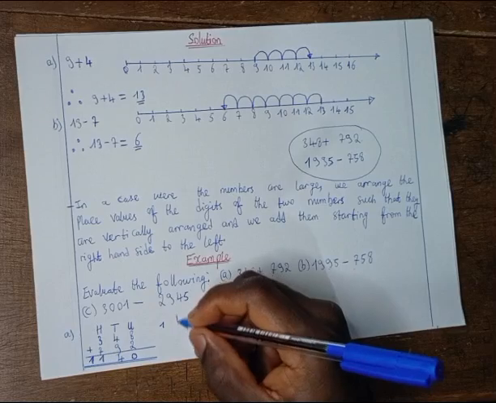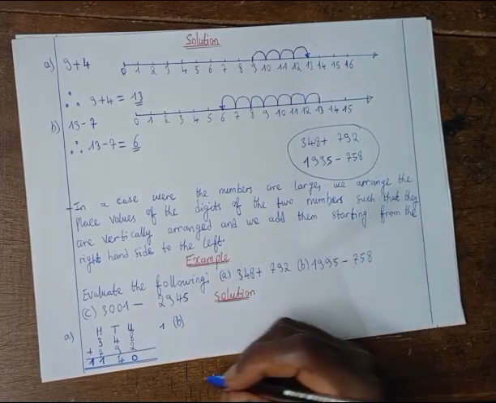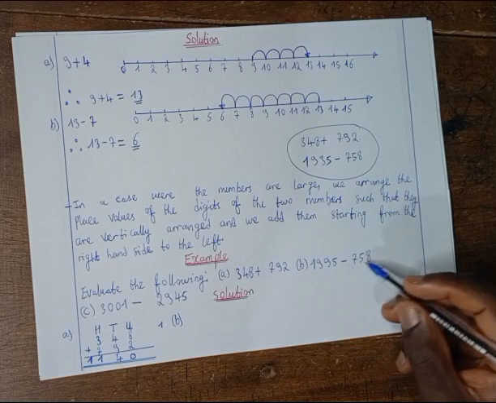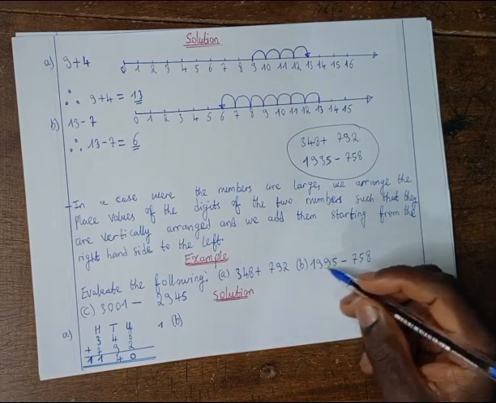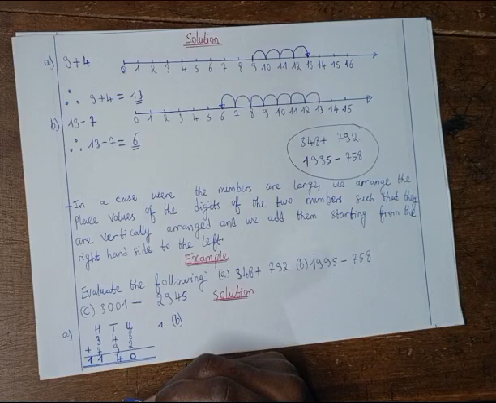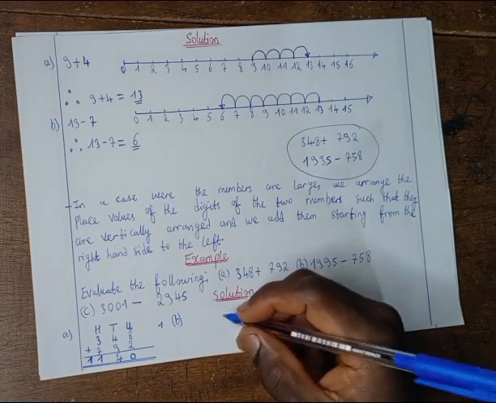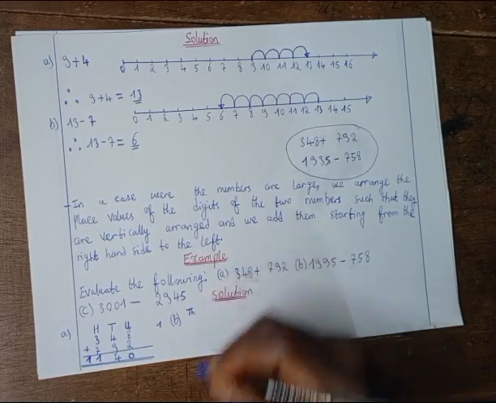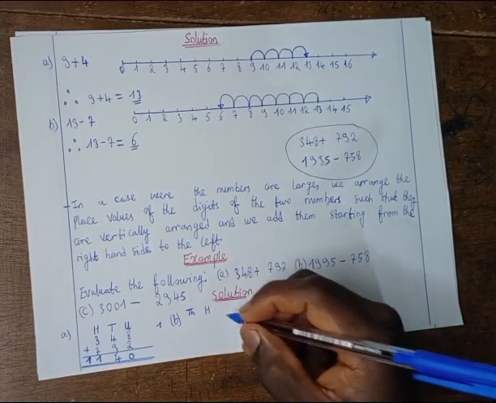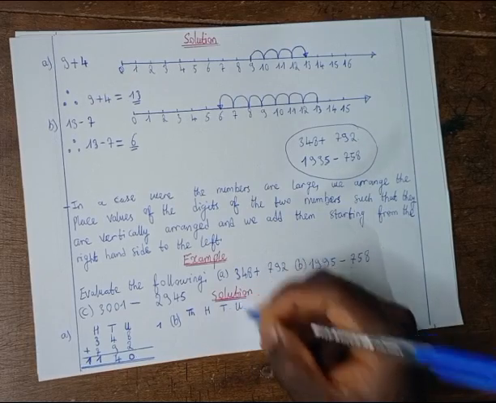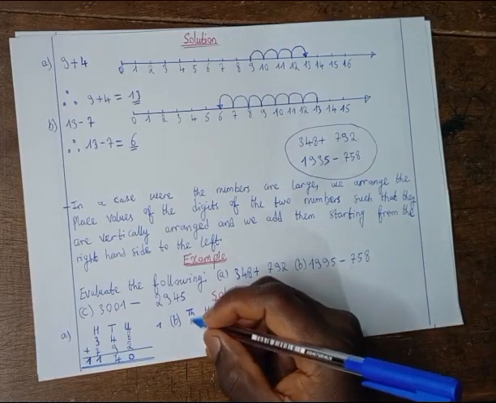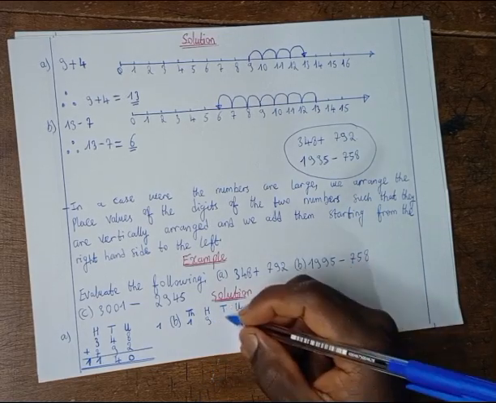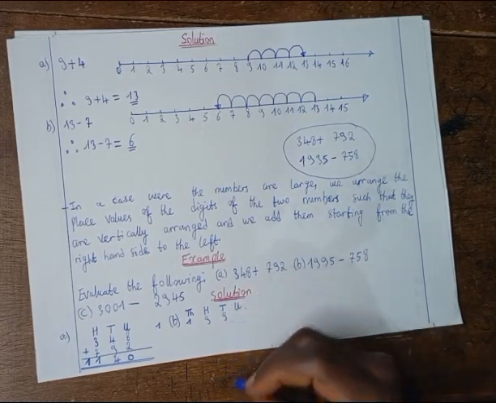Next, we go to question B. For question B, we have the number 1995 minus 758. For the first number, we know the highest place value is thousands. So we are going to write it down. We have thousands, next hundreds, then tens, and lastly units. Under thousands, we place 1 here. Hundreds, the first 9. Tens, the second 9. And units, we have 5.